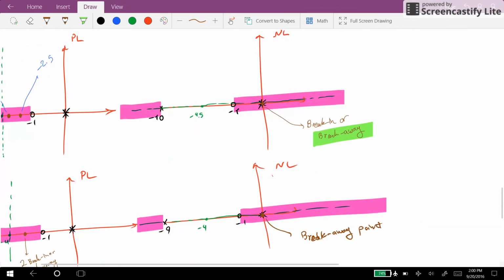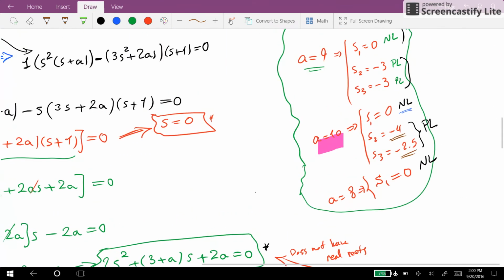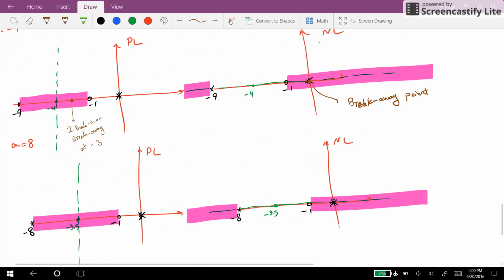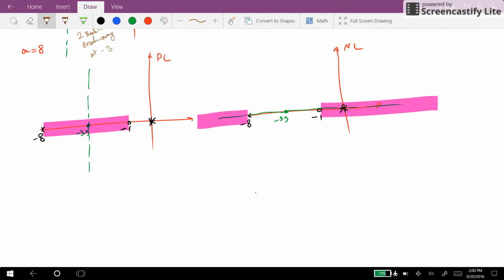And for the last case, in which a is equal to 8, we have only one break-in or break-away point at the origin, which belongs to the negative locus. And again, we know that this is a break-away point. And there are no break-in or break-away points for the positive locus.